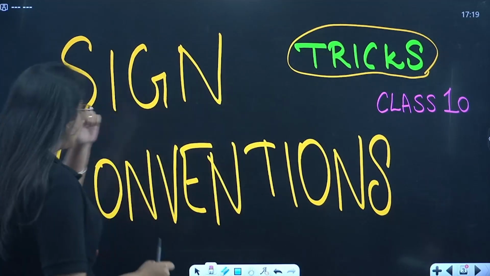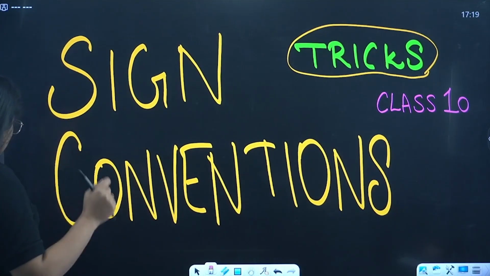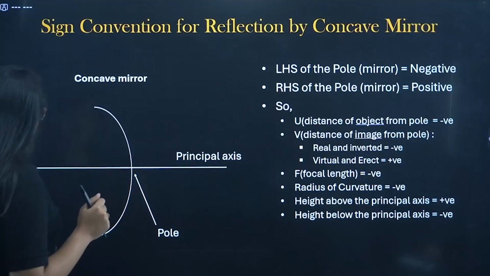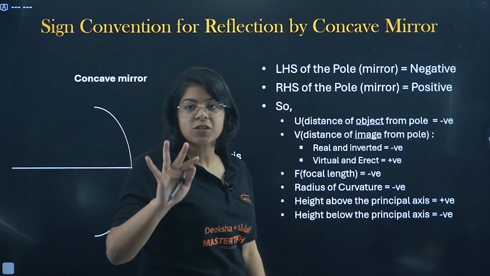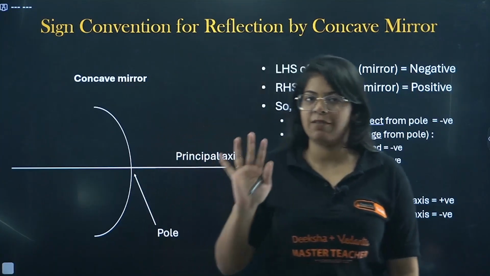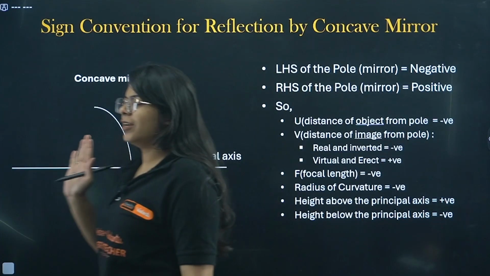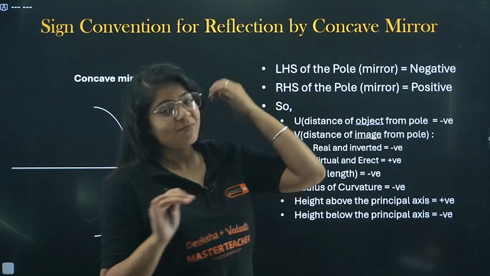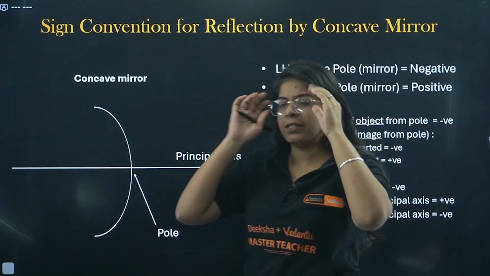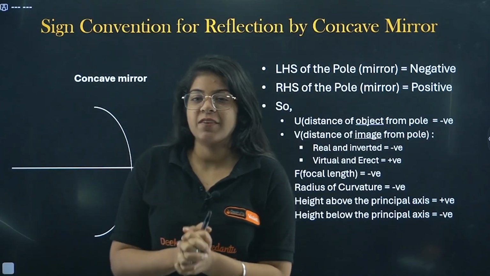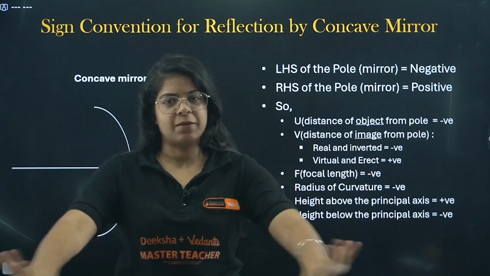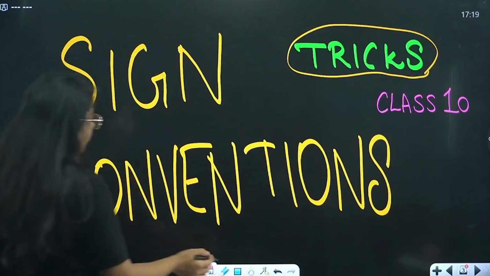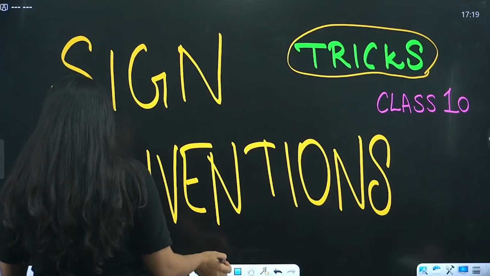Now beta, let's first understand a very important thing when we talk about sign conventions. We are going to talk about all four things: concave mirror, convex mirror, concave lens, convex lens. Let's start with the very first, your concave mirror, the very basic. Now you tell me, in concave mirror beta, the very first thing is what?